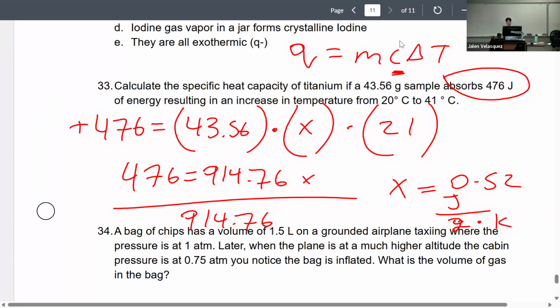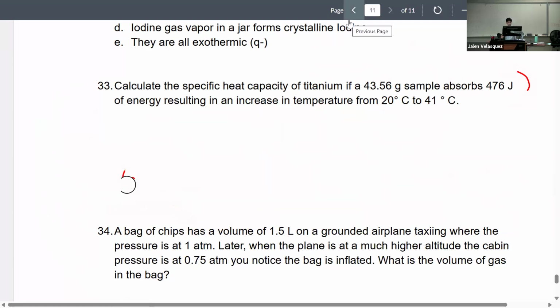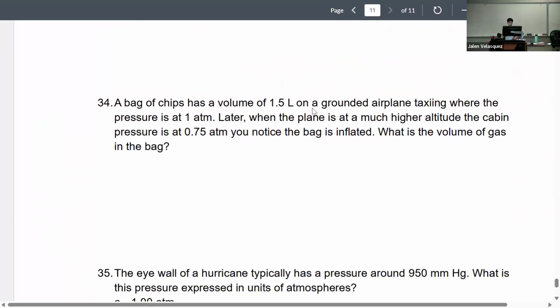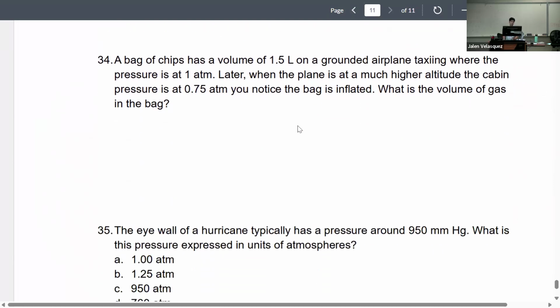Questions with 33 there? All right. 34 says that a bag of chips has a volume of 1.5 liters on a grounded airplane taxiing where the pressure is at 1 atmosphere. Later, when the airplane is at a much higher altitude, the cabin pressure is at 0.75 atmospheres, and you notice that the bag has become inflated. What is the volume of gas in the bag?